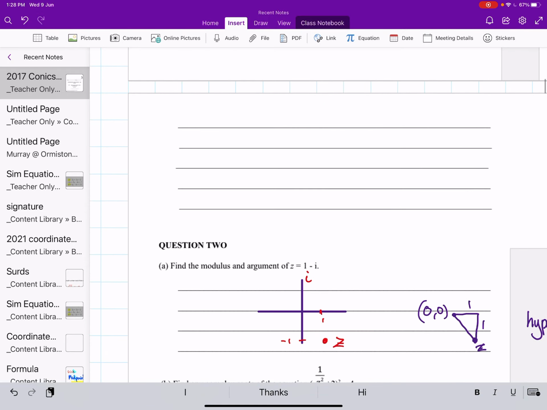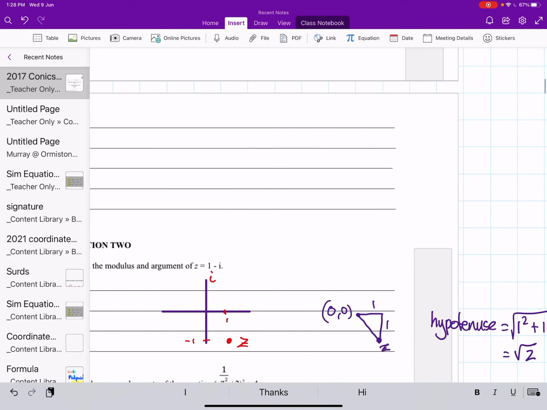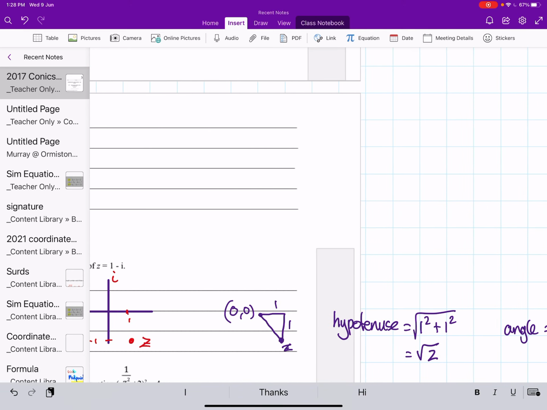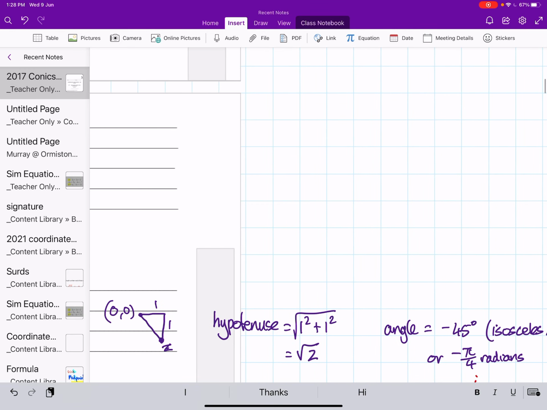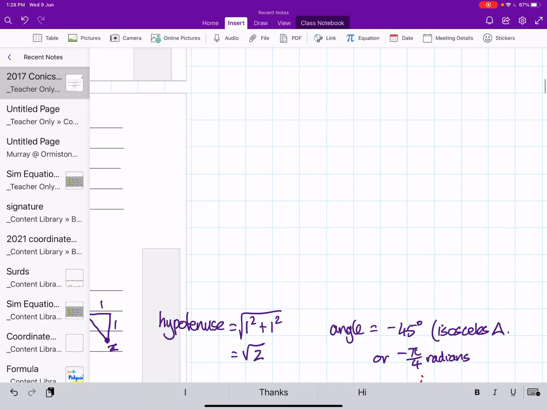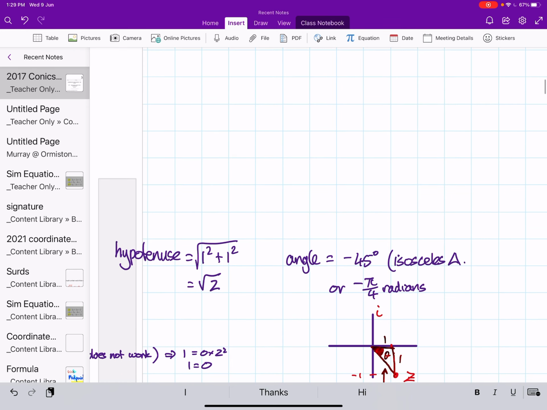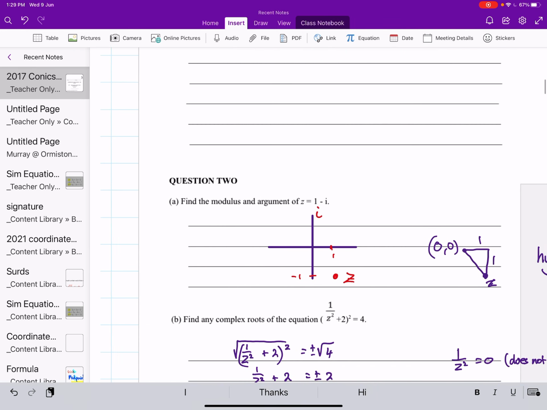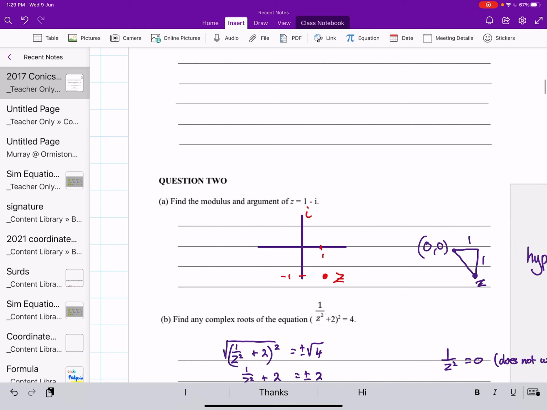We want the modulus and argument. Put it on a diagram. It's a right angled triangle. The hypotenuse, using Pythagoras' theorem, is square root of 2, and the argument is below the axis, so it's negative pi over 4 radians.